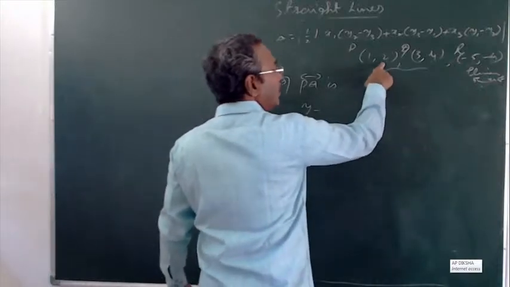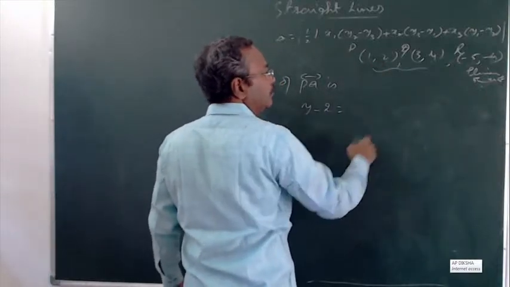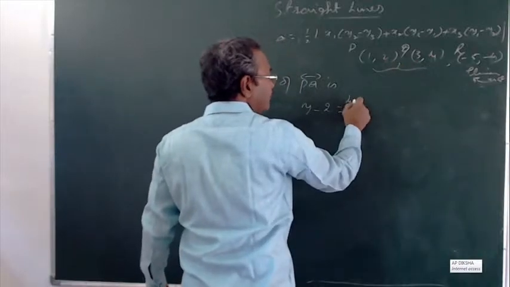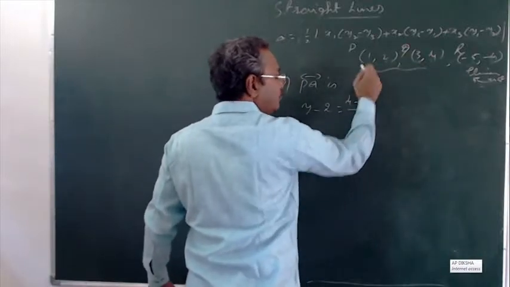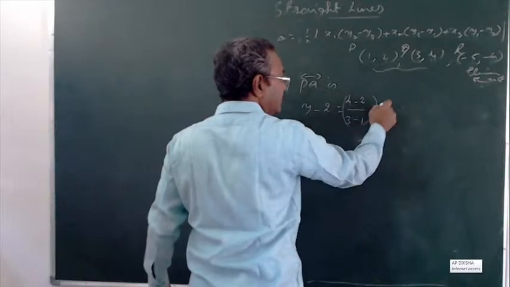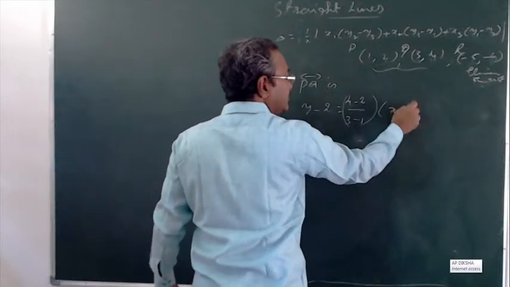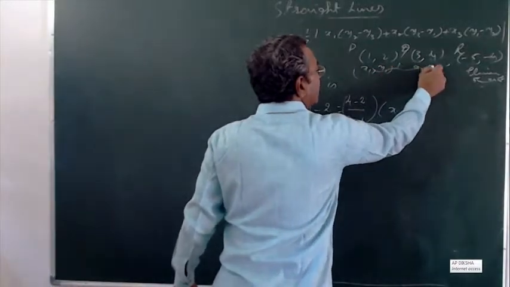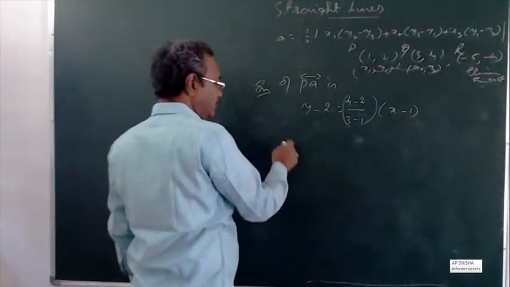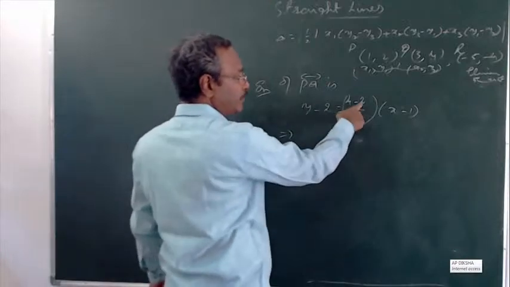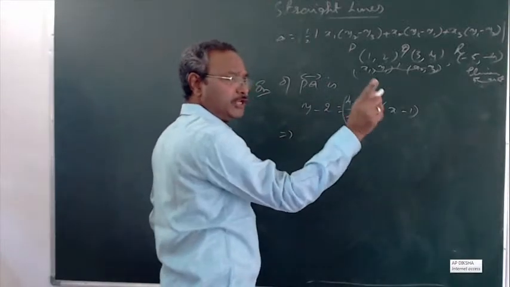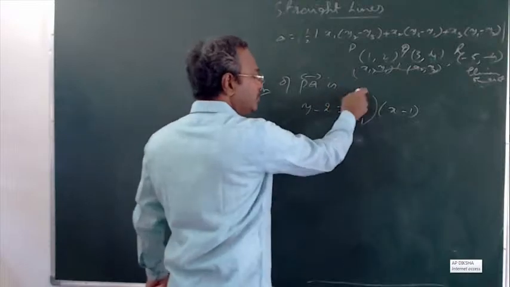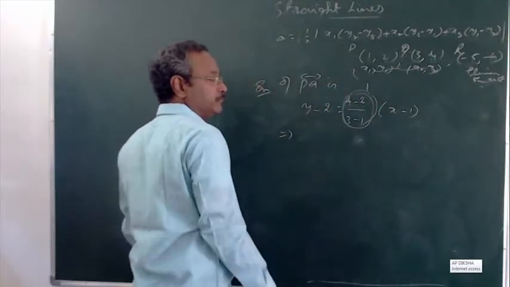y minus y1, that is 2, is equal to (y2 minus y1), that is 4 minus 2, divided by (x2 minus x1), that is 3 minus 1, into (x minus x1), which is x minus 1. Call this x1 comma y1, and this x2 comma y2. That's it. So on simplification, 4 minus 2 is 2 units, 3 minus 1 is 2 units, 2 by 2 is 1 unit. So this entire quantity is 1.